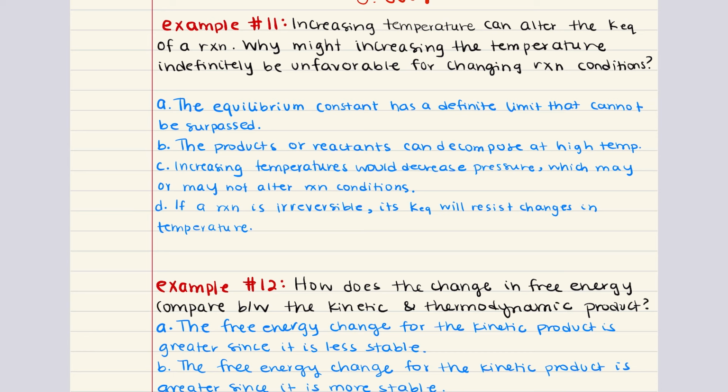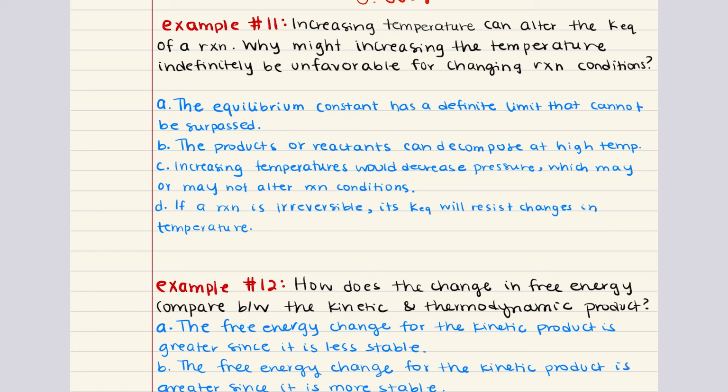11 says increasing temperature can alter the equilibrium constant of a reaction. Why might increasing the temperature indefinitely be unfavorable for changing reaction conditions? A says that the equilibrium constant has a definite limit that cannot be surpassed. Now, this implies reactions have limits, which is true. However, that does not make increasing temperature unfavorable.